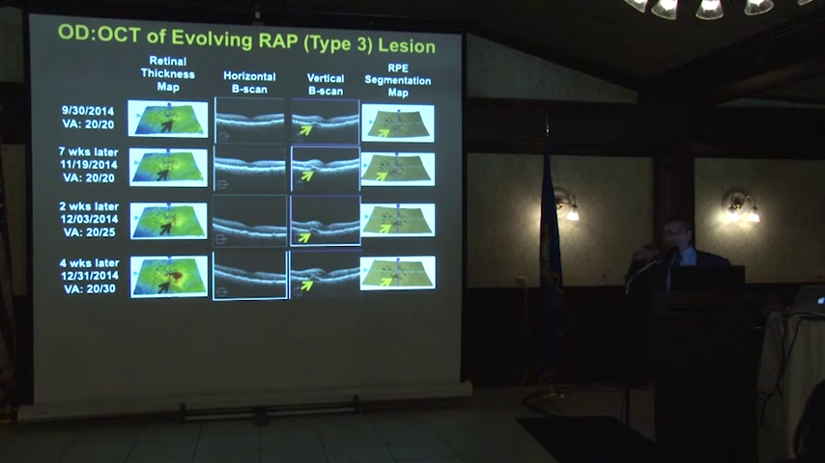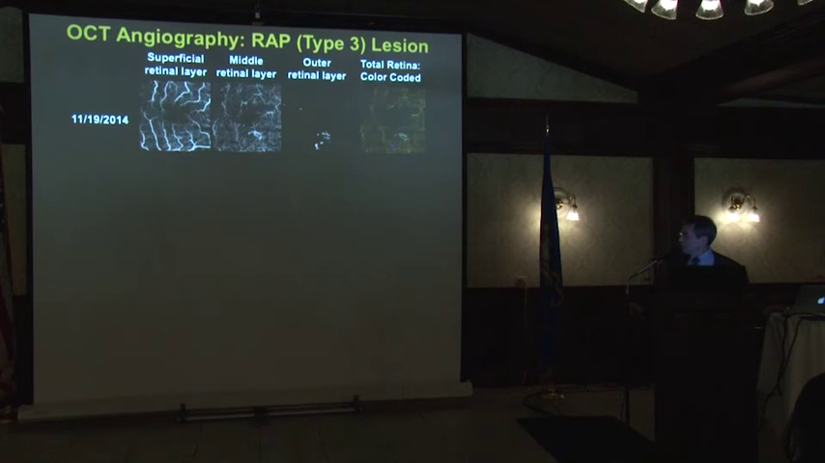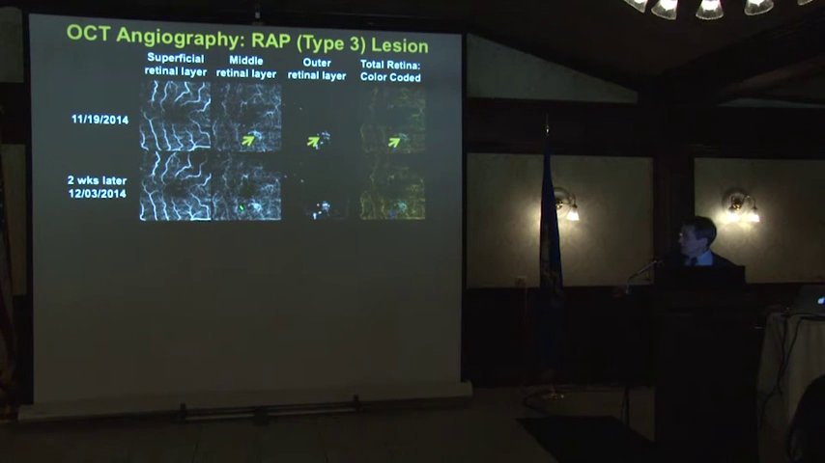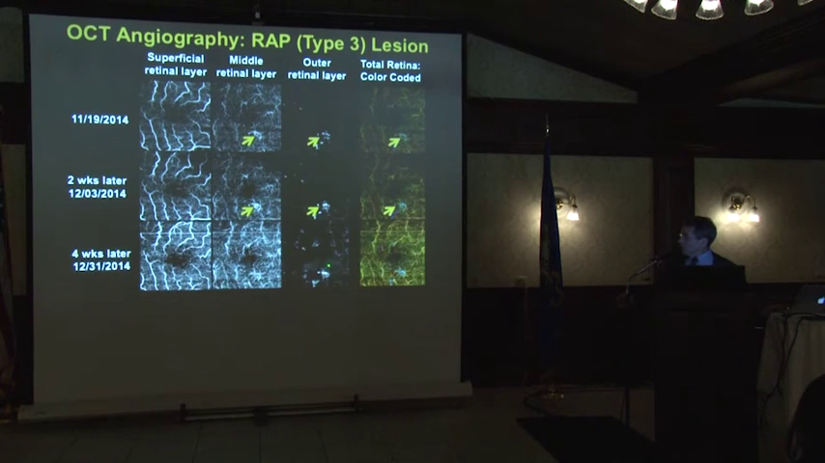Pigment epithelial detachment, cystic maculopathy overlying the PED. This is a RAP lesion, retinal angiomatous proliferation, type 3. This is what it looks like on OCT angiography. It actually grows in the retina, right? This is the lesion growing.